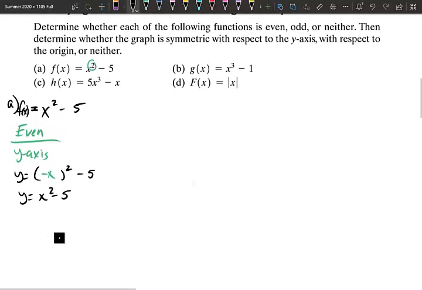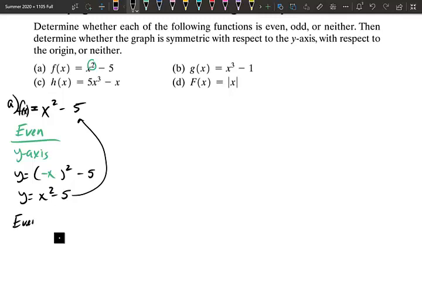And we do the same thing we did in chapter 2. That's why I said if you're not confident with symmetry, go back to chapter 2. So what we do is we compare it, and it is the same. It's the same as the original equation. So we say that this is even, and it is y-axis symmetry.